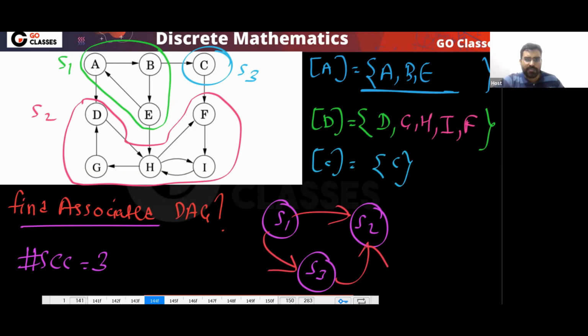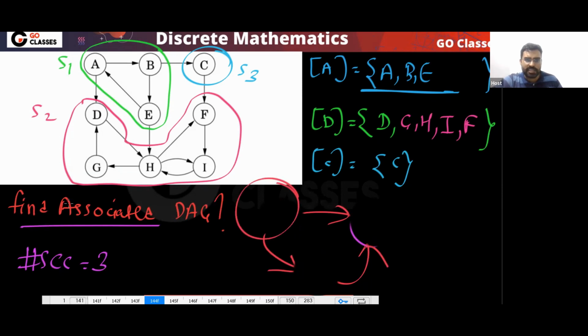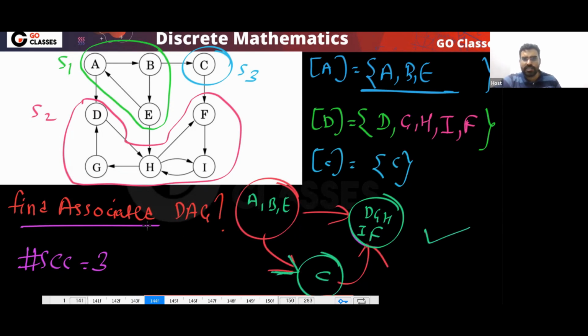Remember, in the exam they will not give you this. Actually, what they will give you is this: they will write the vertices. S1 means ABE. And you can notice S2. S2 means DGHIF. And S3 means C. So in the exam, they will give you like this. This is the DAG. You can check, this is the directed acyclic graph.